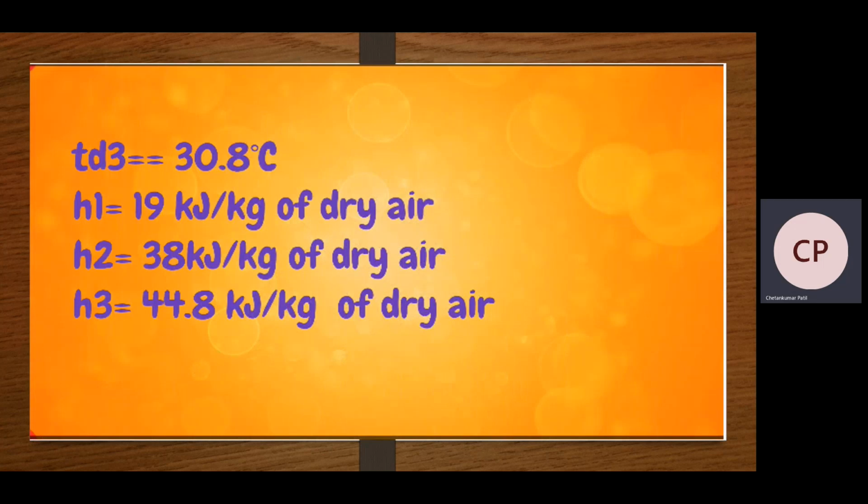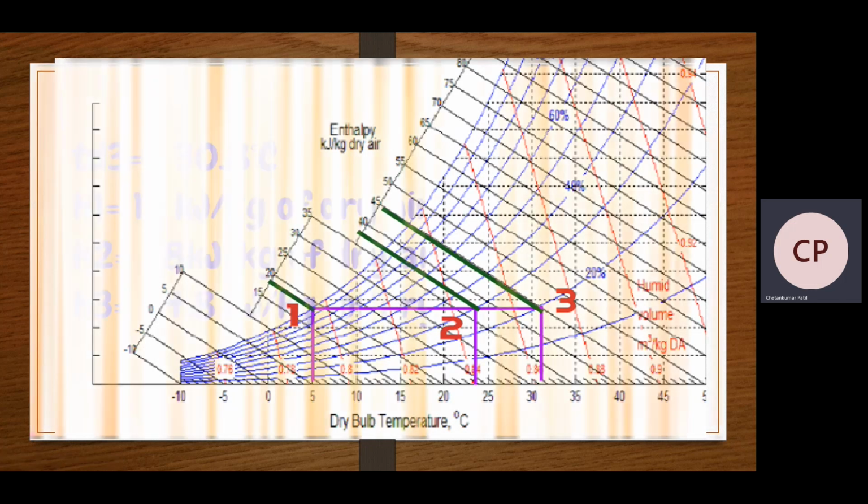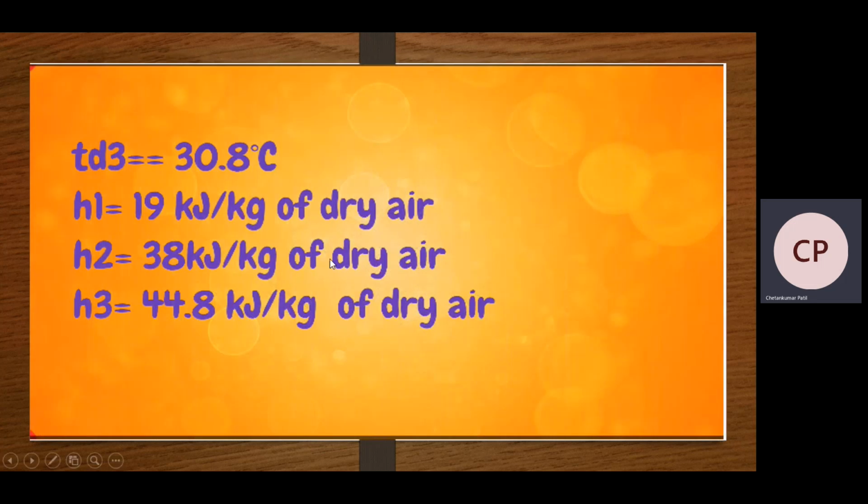Now we will select the dry bulb temperature at this point 3. If we observe, because of the selected points, what is the dry bulb temperature? So here is 20, with the help of this 20% relative humidity, we have selected this point 3. If we extend this point to the dry bulb temperature, here TD3 is equal to 30.8 degree Celsius. So this is the value of dry bulb temperature at point 3. This is the data that we have to note down.